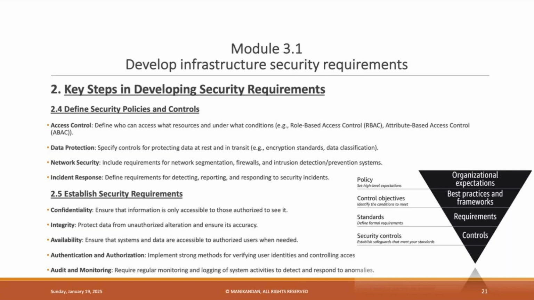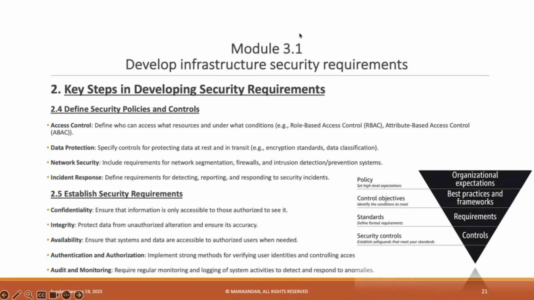Now when we are talking about establishing the security requirements: confidentiality ensures that the information is only accessible to those who are authorized to see it. Integrity protects the data from unauthorized alteration and ensures that it is accurate. Availability ensures that the system and the data are accessible to authorized users when needed. Before you provide access to any form of data, make sure that we have proper authentication and authorization to verify user identities and control the access. And finally, whatever access is given, make sure that you audit and monitor the activities, and that the logs are stored on a SIEM system. It should be tamper proof.